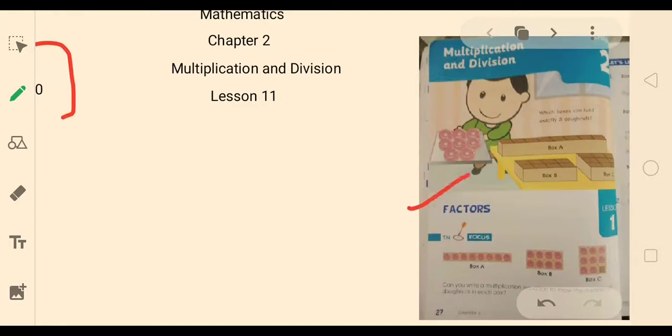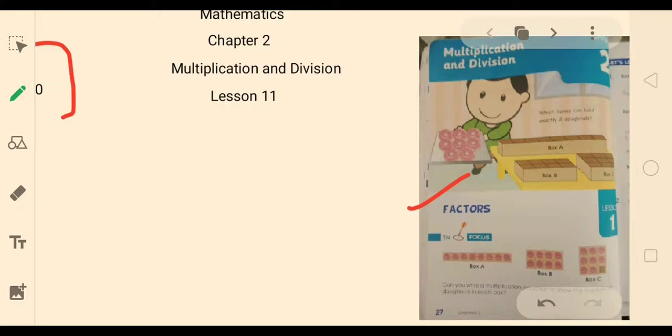What is the topic? The factors. What are the factors? These are the numbers. When we divide these numbers by other numbers, the answer has no remainder. Is it clear?